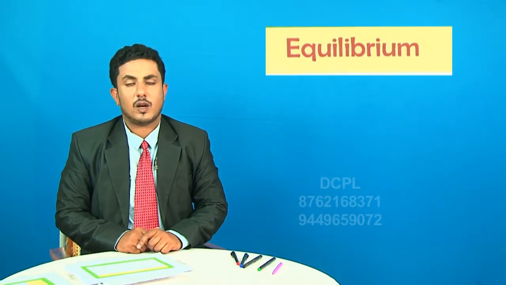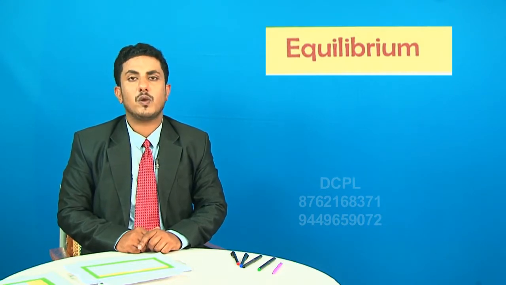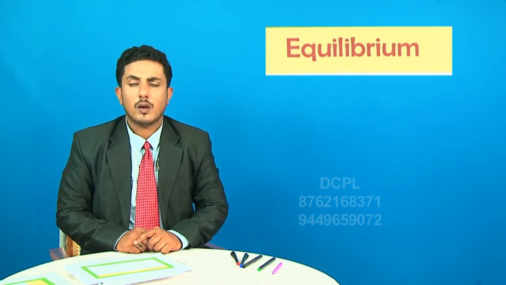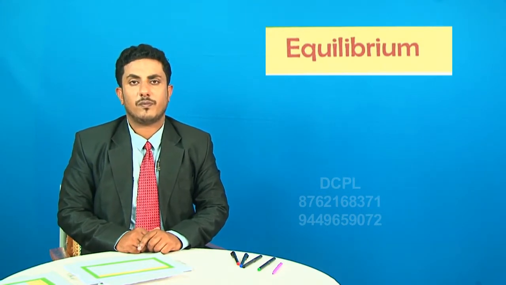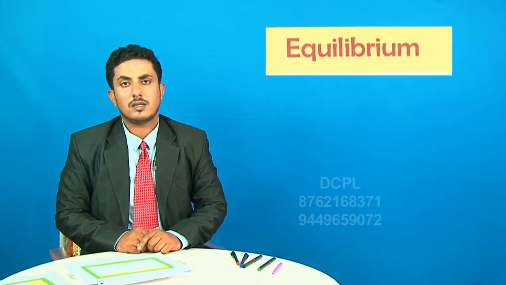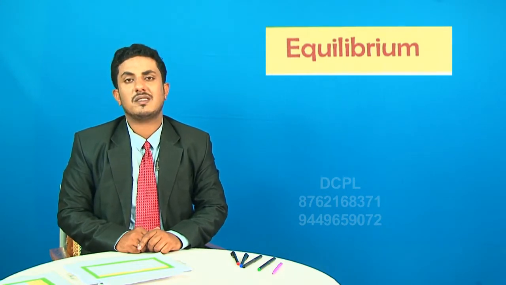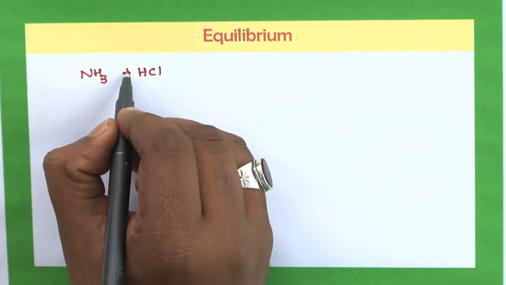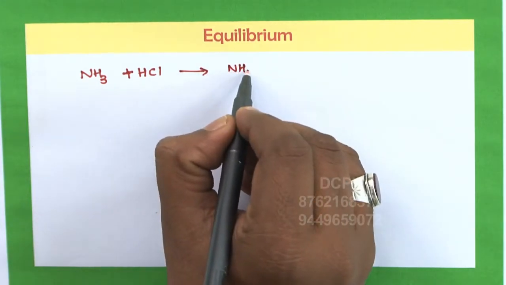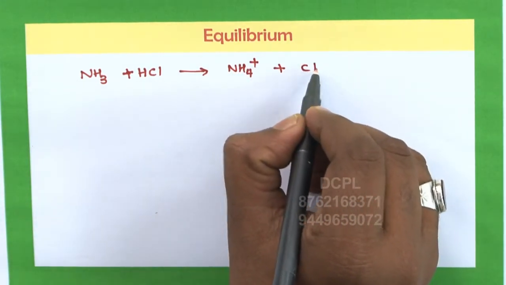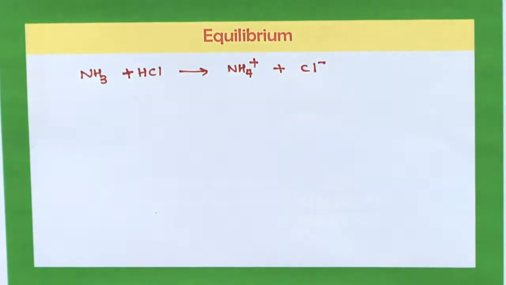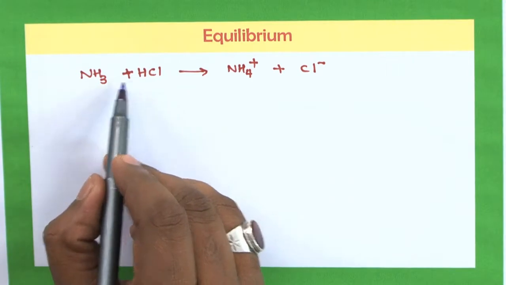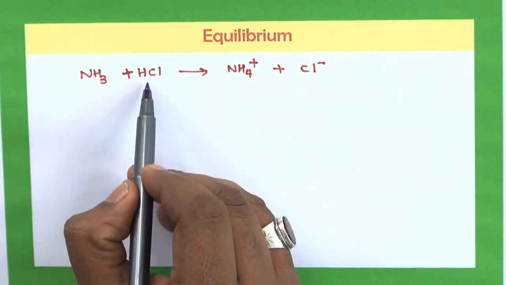Concept of acid and base. According to Arrhenius, an acid is a substance that produces H plus ions in water and a base is a substance that produces OH minus ions. According to Lowry-Bronsted, an acid is a substance that donates H plus and a base is a substance that accepts H plus. For example, if I take ammonia and HCl, when ammonia is treated with HCl, it forms ammonium ion plus Cl minus ion. If you look at ammonia, ammonia has accepted a proton from HCl and HCl has donated a proton.